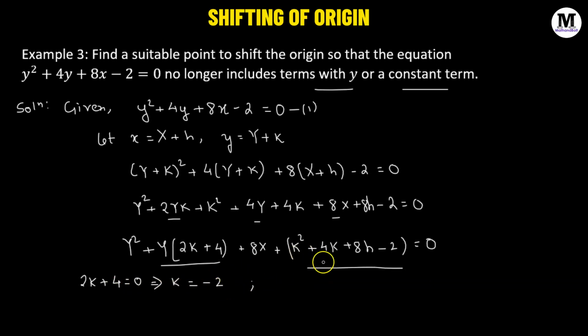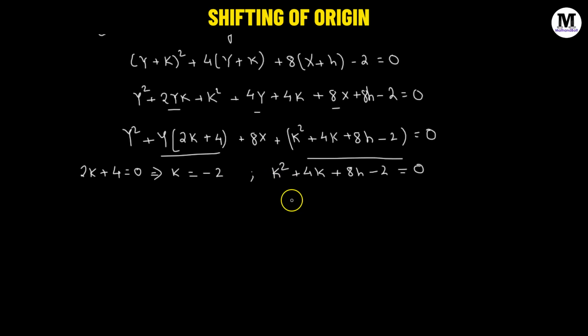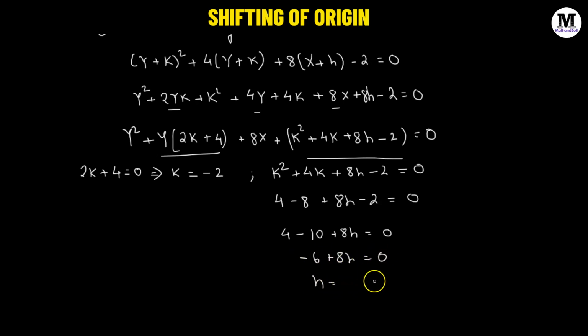Fine. And we also have to make sure that the constant term does not exist. So we will let k squared plus 4k plus 8h minus 2 equal 0. Since we already have obtained the value of k, which is negative 2, we have negative 2 squared, that's going to be positive 4. 4 times negative 2, so that's negative 8, plus 8h minus 2 equals 0. So here we have 4 minus 10 plus 8h equals 0. So we have negative 6 plus 8h equals 0. So h is going to be equal to 6 over 8, or simply 3 over 4.